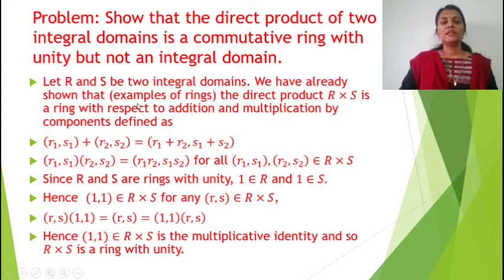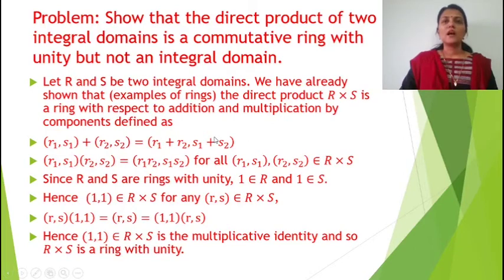For that, take two rings. Let R and S be two integral domains. So the direct product of two integral domains. So we took R and S. Now we have already shown that the direct product.